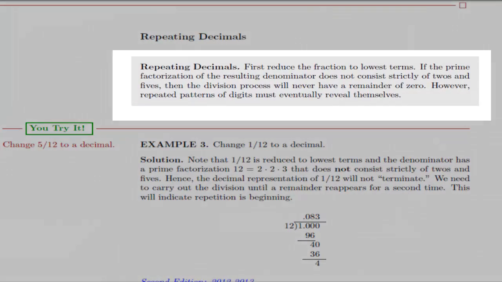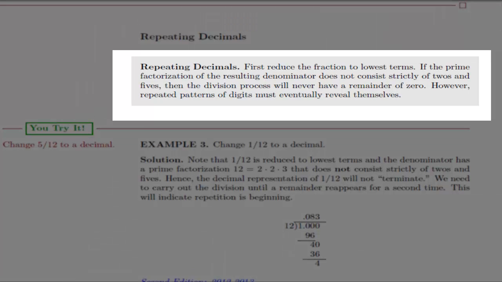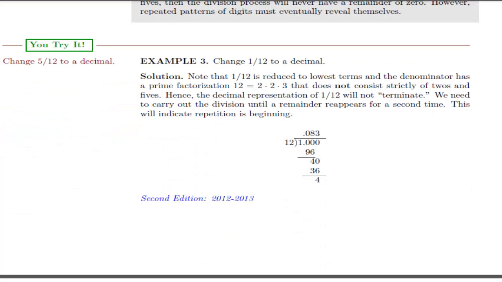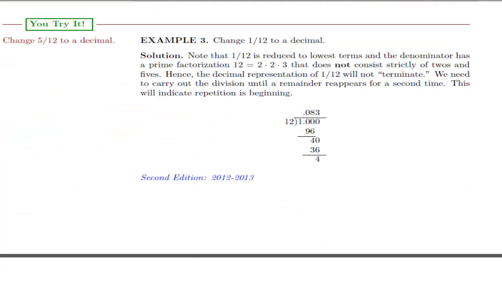Repeating decimal. First, reduce the fraction to lowest terms. If the prime factorization of the resulting denominator does not consist strictly of 2's and 5's, then the division process will never have a remainder of 0. However, repeated patterns of digits must eventually reveal themselves. Example 3. Change 1/12 to a decimal. Solution. Note that 1/12 is reduced to lowest terms and the denominator has a prime factorization 2 times 2 times 3 that does not consist strictly of 2's and 5's.